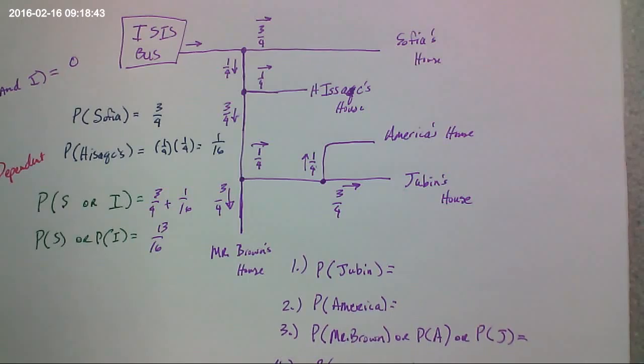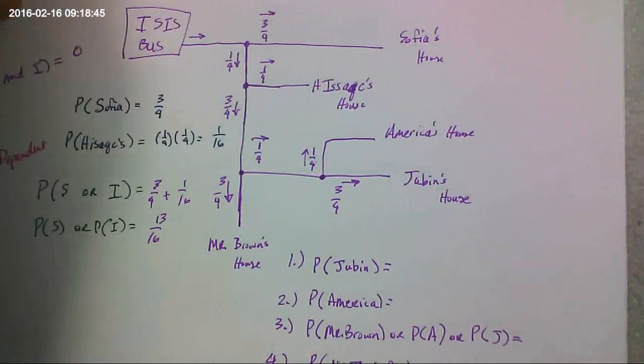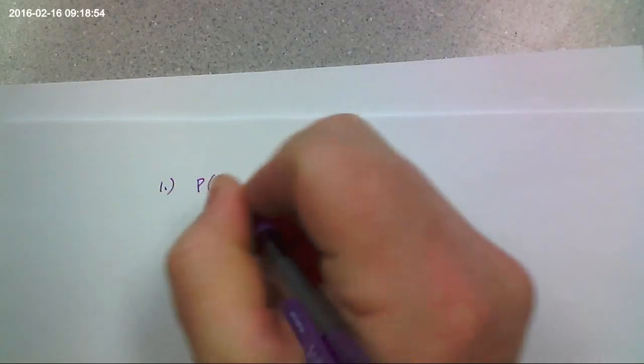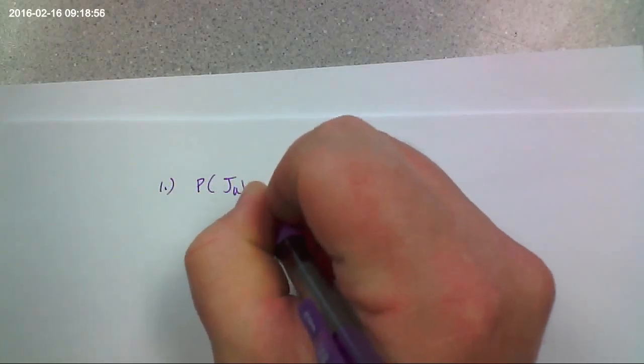This done or not? Here we go. So let's see here. Let's do this on scratch work right here. Let's talk about the probability for number one. What's the probability that Jubin gets it?